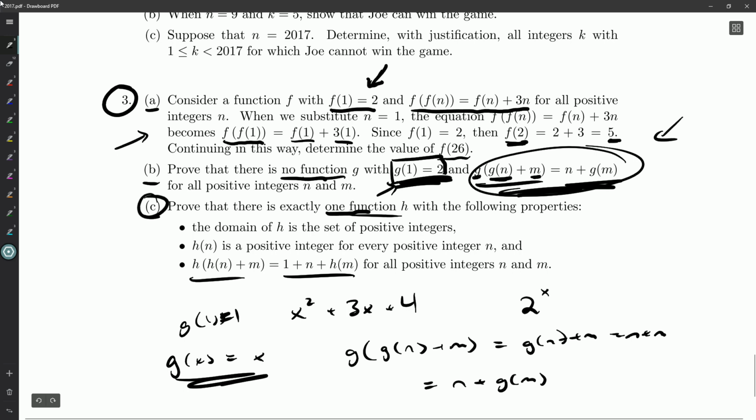Prove there is exactly one function h with the following properties. Okay. All right. What do we got? Domain of h is the set of positive integers. That's not hard. H of n is a positive integer, so it goes from positive integers and outputs positive integers. Fine. And then we have a property suspiciously similar to the one we saw up above, h of n plus m. So it kind of looks like h cancels out another h, distributes over addition, and then seems to add in an extra 1. That's just sort of a way to read what this is doing. For all positive integers n and m.